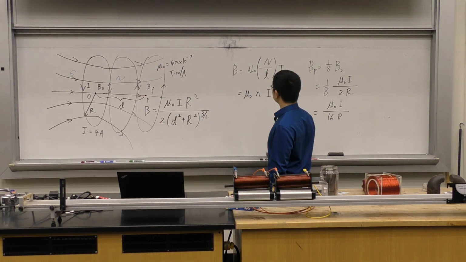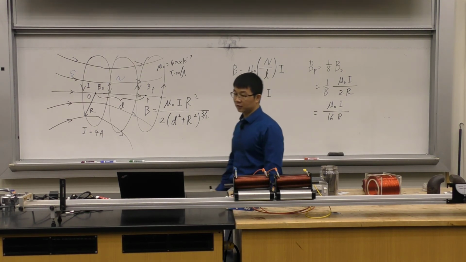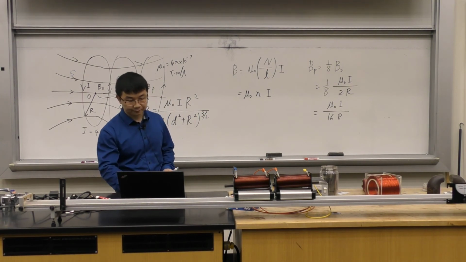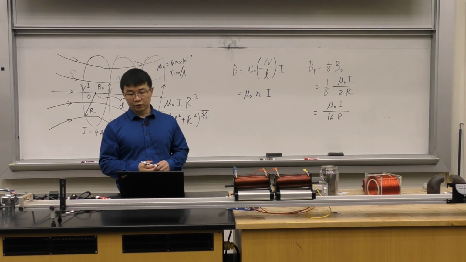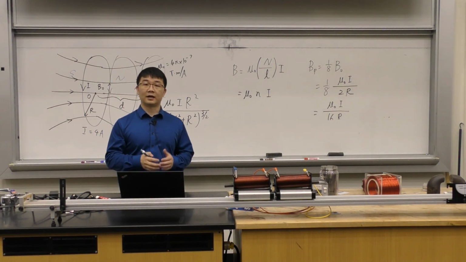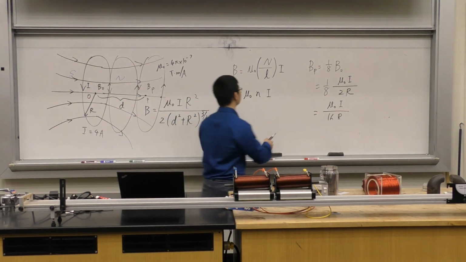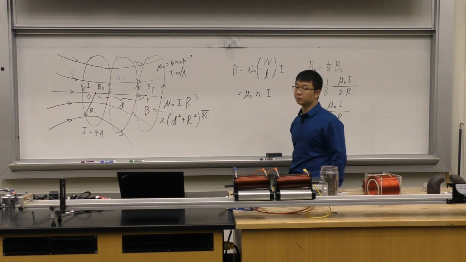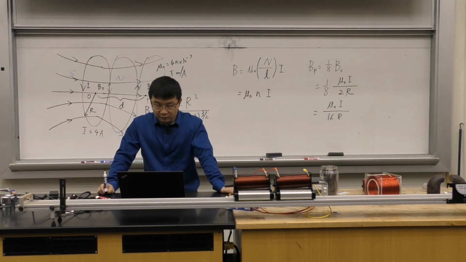Some books just replace this thing with a little n and call this number of turns per unit length, okay? But that's just a notation, all right? And as I said, we use a solenoid to create a magnetic field in real life because then you can create a very large magnetic field, right? Because you can make the N very large, thousands of loops, right?